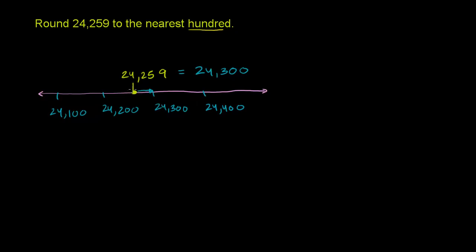A more mechanical process is you literally look at the number. Let me write it down again: 24,259. We want to round to the nearest hundred. So you look at the hundreds place, right here. When we round, we don't want any digits, we only want zeros after the hundreds place. So you look at the place one less than the place you're rounding to, the 5 right there. If this number is 5 or greater, if it's 5, 6, 7, 8, or 9, you round up.